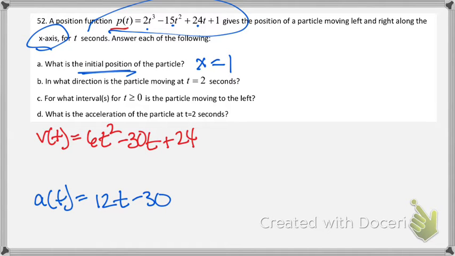Okay? What is the direction? Well, the direction is determined by velocity. If the velocity is positive, particle's moving right. Velocity negative is moving to the left.